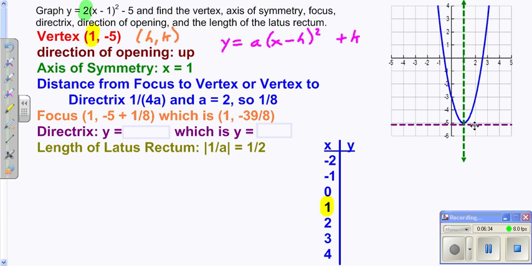Your directrix is always perpendicular to your axis of symmetry, and it is always on the outside part of your parabola, never touches it or crosses it, so it's going to be 1/8 of a unit down. So if your vertex was at a height of -5, you've got to go 1/8 of a unit down, so subtract 1/8. Then you have your -40 over 8 minus 1 over 8, so you get -41 over 8, or you could just type it into your calculator.